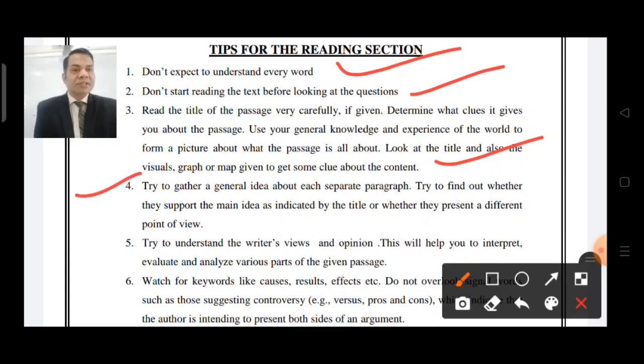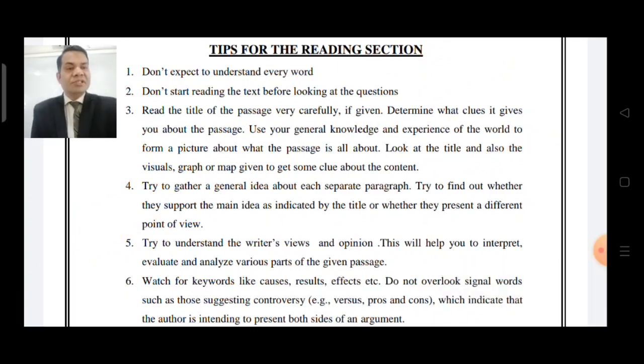Try to gather a general idea about each separate paragraph. Try to find out whether they support the main idea as indicated by the title or whether they present a different point of view. Try to understand the writer's view and opinion. This will help you to interpret, evaluate and analyze various parts of the given passage.